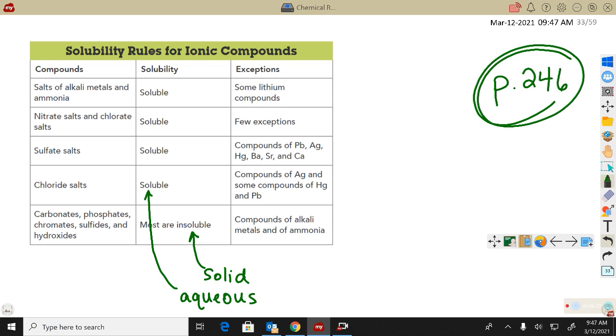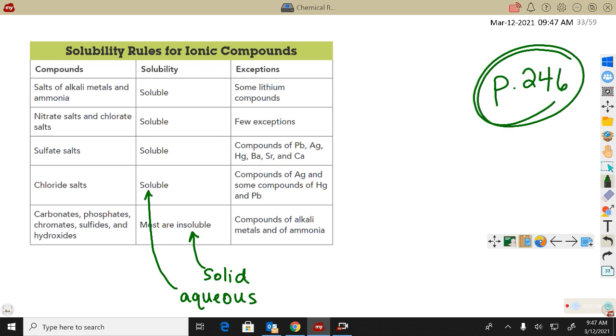I think is applicable. So, for example, they'll say a compound that contains salts of alkali metals and ammonia. Salt is just another word for an ionic compound. So alkali metals are group 1, like lithium, sodium, potassium. If you have any compound that contains lithium, sodium, potassium, it's soluble, which means it's aqueous. Now there might be some exceptions. There are a few lithium compounds that might not dissolve real well, but in general, especially anything with sodium, potassium, they all dissolve. They're all soluble.